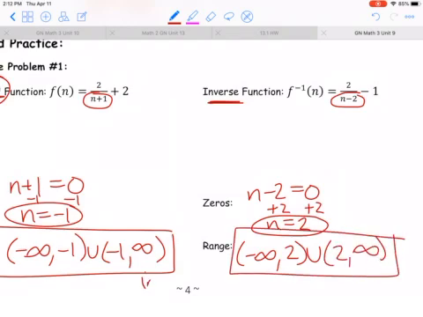If we want the inverse, they switch. So the domain of our inverse function would be that one.